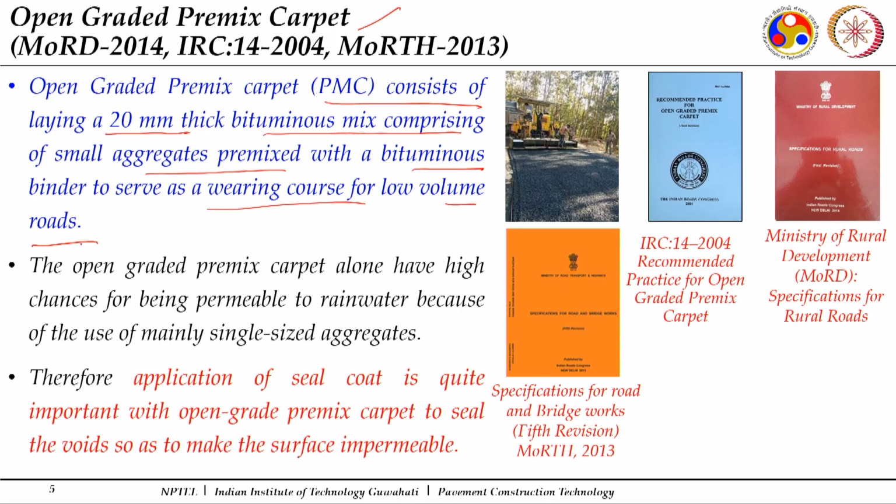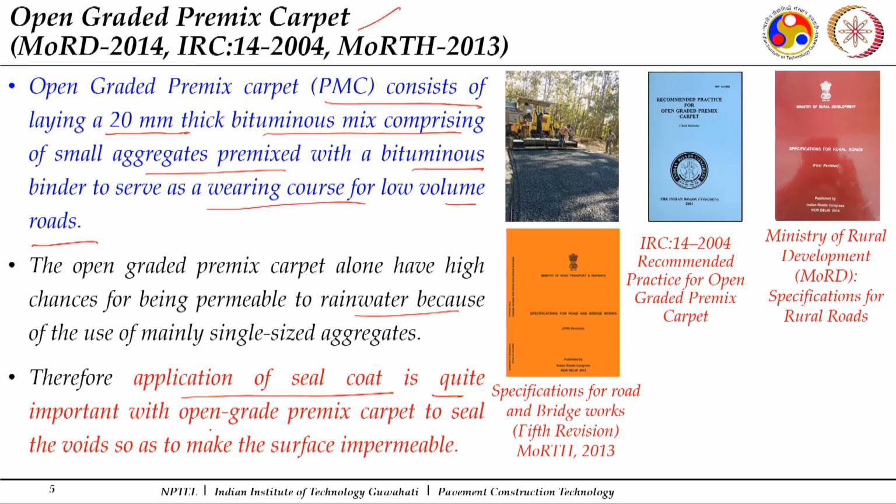Now, what is the problem? As the term itself says, it is an open gradation. So, the chances are that it may be permeable to rainwater. And the open gradation is because typically limited, uniform sizes of aggregates are used. So, therefore, an application of a coat, specifically seal coat, which comprises different types of seal coats, is quite important so as to seal the surface of open graded premix carpet, so that there is no intrusion of water and it becomes impermeable.